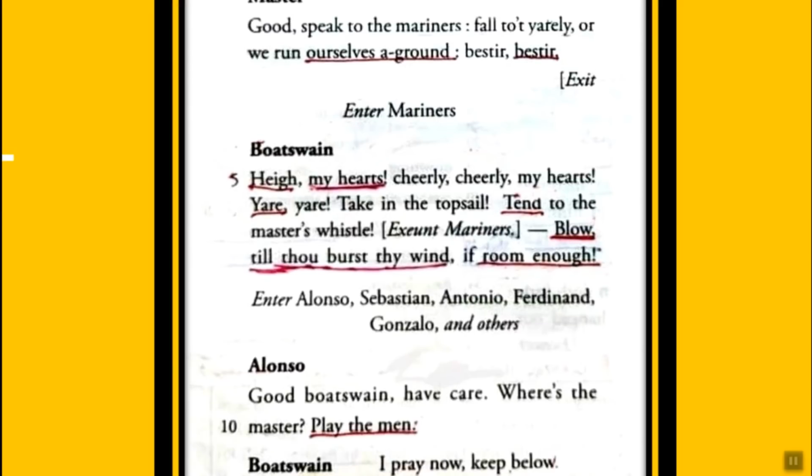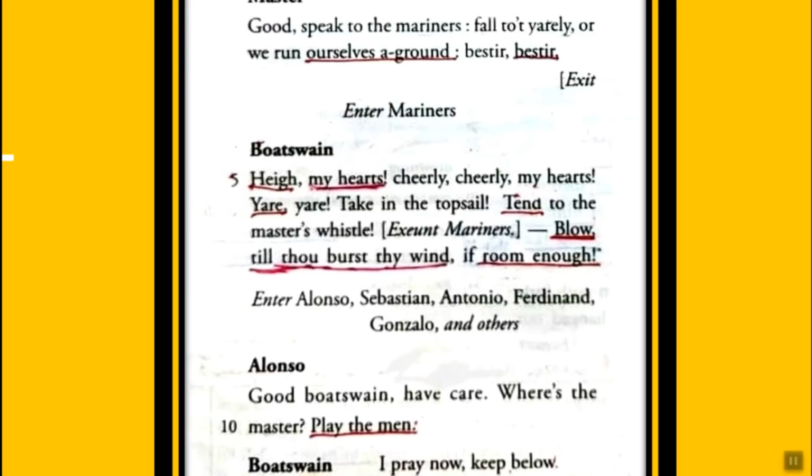As he says this, enter Alonso, Sebastian, Antonio, Ferdinand, Gonzalo and others. Just to remind you, try to recollect who is Alonso. Alonso is the king of Naples. Who is Sebastian? Sebastian is the brother of Alonso. Who is Antonio? Antonio is the brother of Prospero, the usurping Duke of Milan. Ferdinand is the son of Alonso, and Gonzalo is the old counselor.